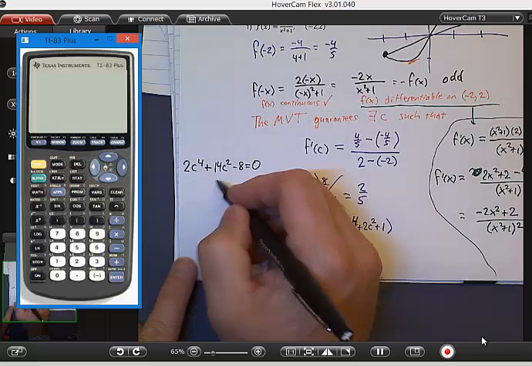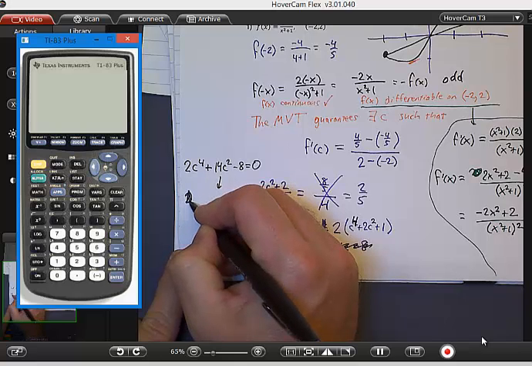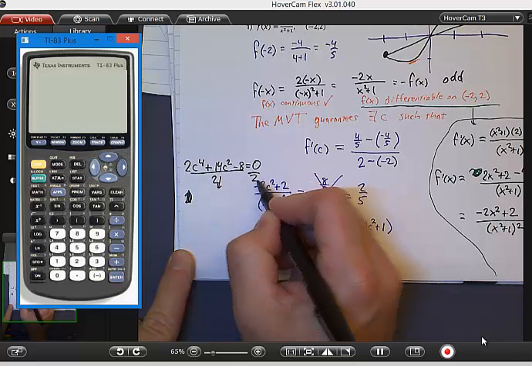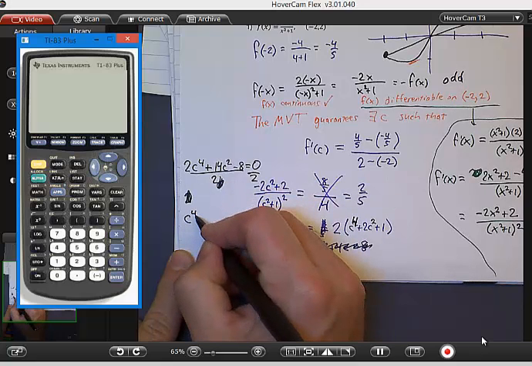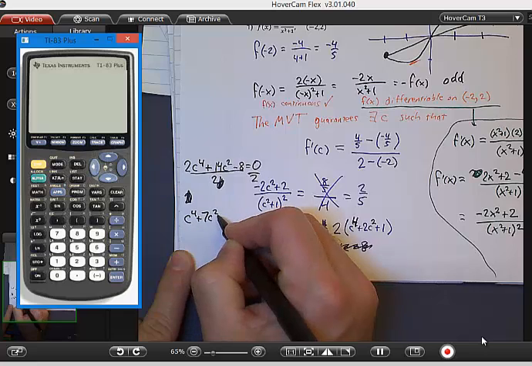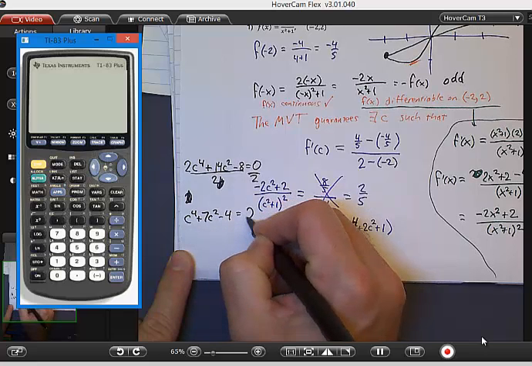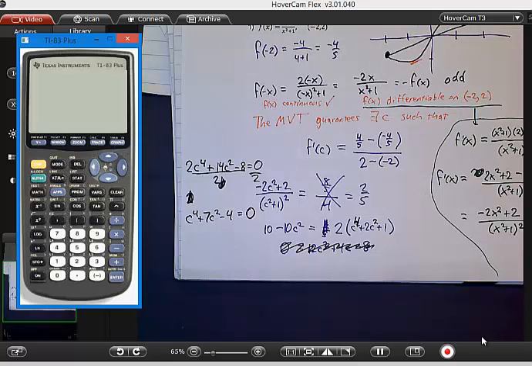Okay, let's keep working. Factor out a 2. I'll just divide both sides by 2. And I get c to the 4th plus 7c squared minus 4 equals 0. Holy mackerel. How do I solve that? No, factoring only helps if it's set equal to 0. It would be c squared times c squared plus 7 equals 4. Factoring out only helps if it's set equal to 0, not if it equals 4. So I'm going to leave it equal to 0.